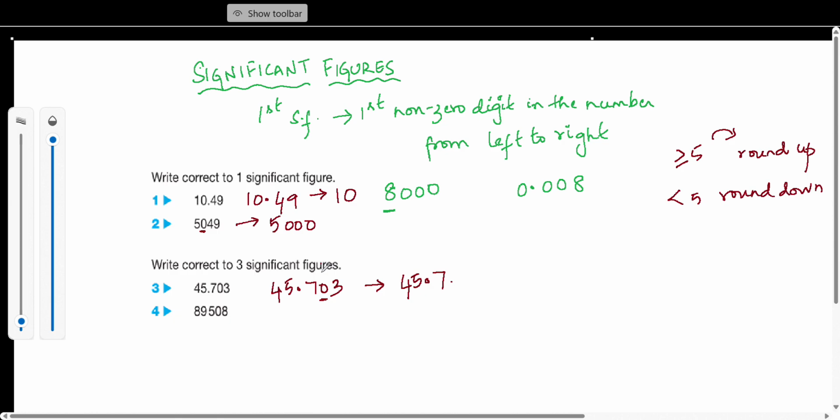89,508. Again, correct to three significant figures. Look at this part. 0 again. So it becomes 89,500. I hope that was clear.